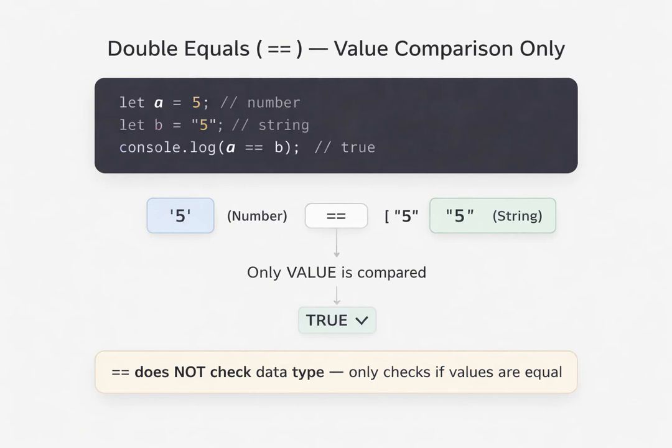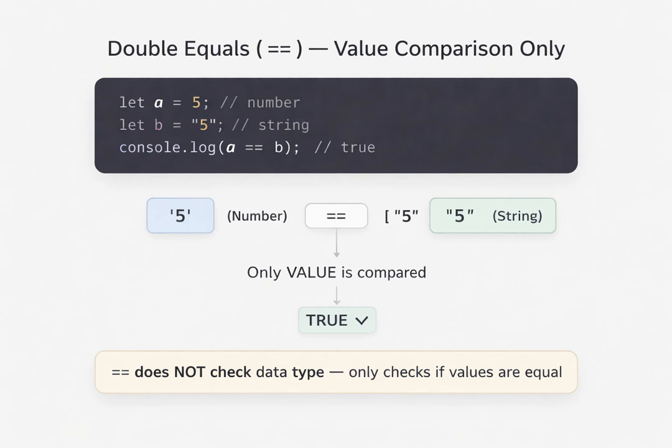Now, here's where it gets really interesting. The double equals operator only compares values. It does not care about the data type. So if we have the number 5 stored in variable a, and the string 5, that's 5 in quotes, stored in variable b, and we compare them with double equals, JavaScript will say true. Why? Because the values look the same to double equals.